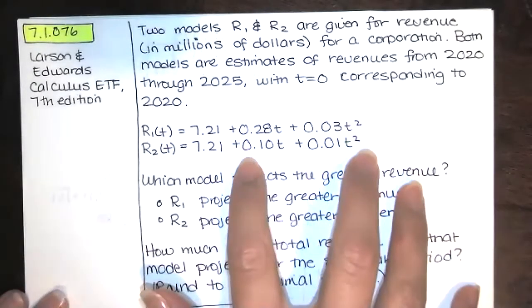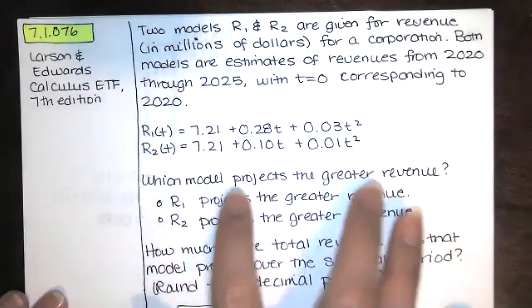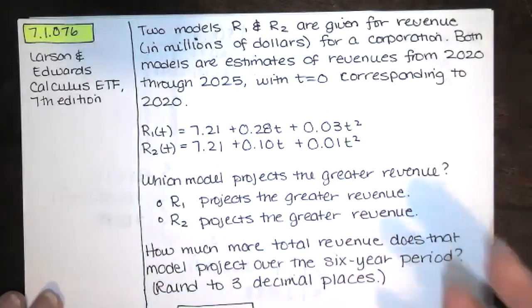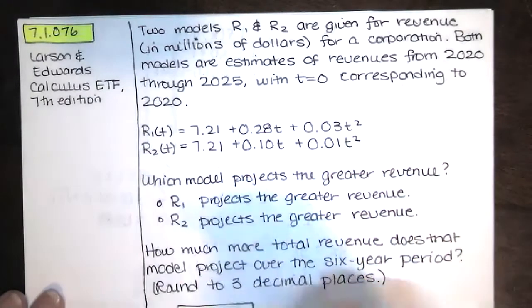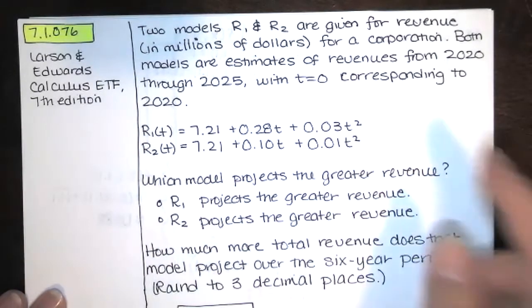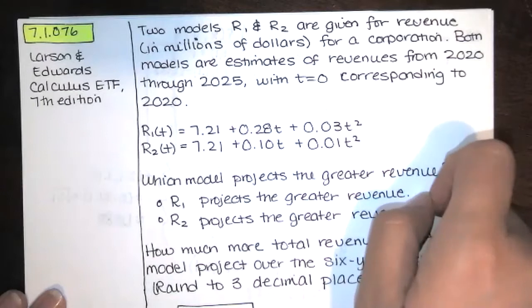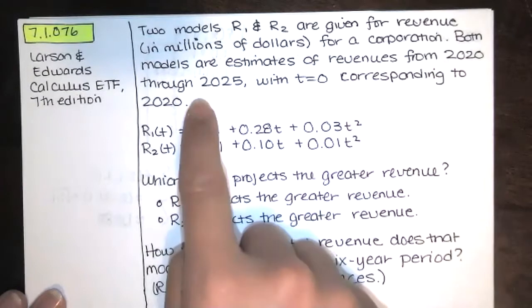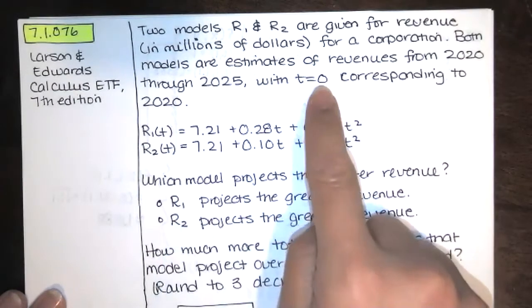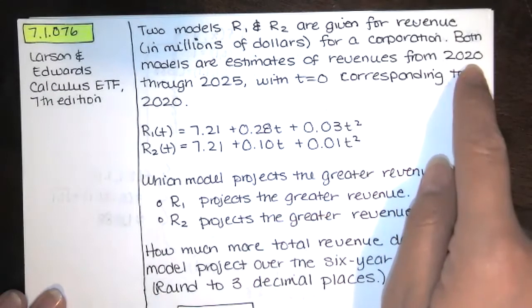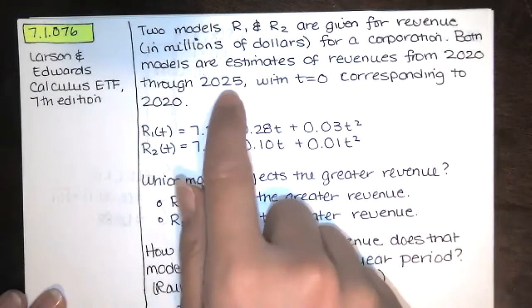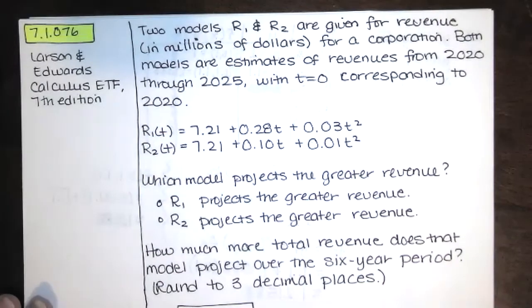Okay, so you've got these two quadratic functions, and the question says, which model projects the greater revenue? Or in other words, if I were to graph these functions, which model has higher y values? Now remember, we're interested in this time interval from 2020 through 2025 with t equals 0 corresponding to 2020. That means t equals 5 must correspond to 2025.